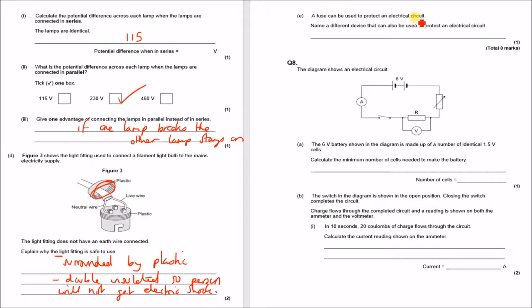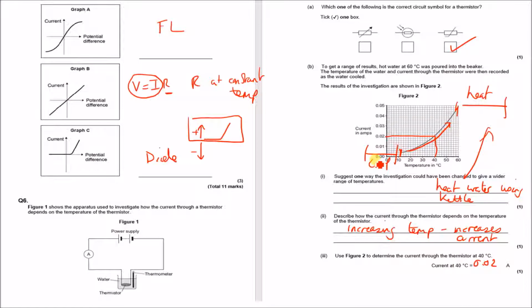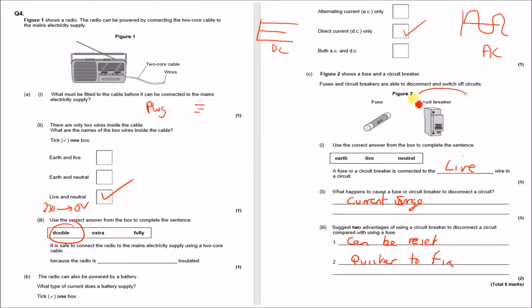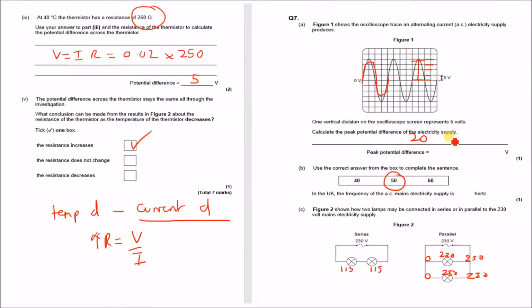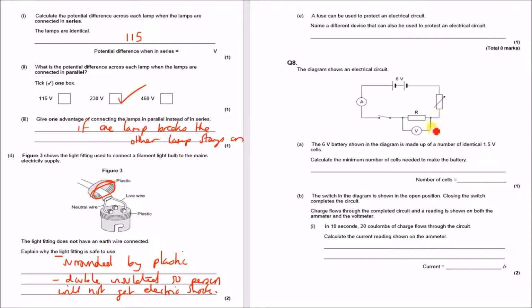Right, a fuse can be used to protect an electric circuit. Name a different device that can also be used. So remember, inside your fuse box, in questions before, if we just go back, there is one of these. This is called a circuit breaker, and we can use one of those. So in a circuit breaker, they are called RCCBs. Okay, so if you just remember the letters, this is a residual current circuit breaker. So that is just something that's in your fuse box. And remember, these are electromagnets that detect fluctuations in current.